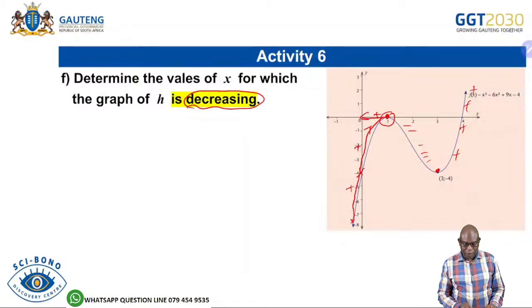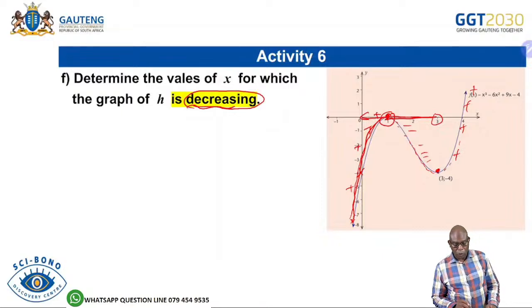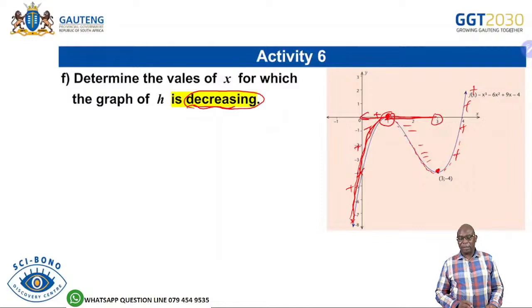Now we need where the graph is decreasing. So from 1 to the left, the graph has been increasing. From 1, the graph starts decreasing, up to 3. So from here to there, the graph is decreasing. And from 3 to the right, the graph starts increasing. So where is the graph decreasing? It is from 1 to 3.